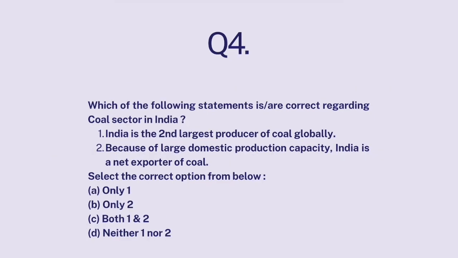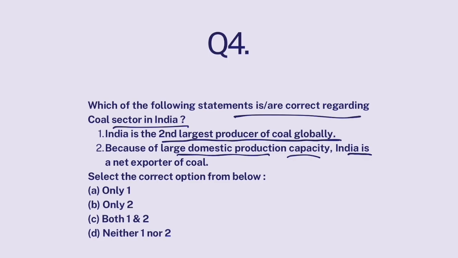All right. And last, which of the following statements is or are correct regarding the coal sector in India? India is the second largest producer of coal globally. Because of the large domestic production capacity, India is a net exporter of coal. Now, the first statement is correct. India is the second largest producer of coal globally.